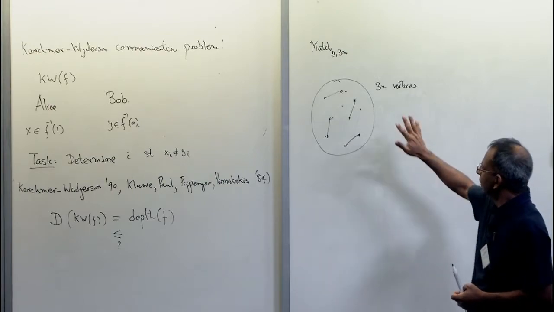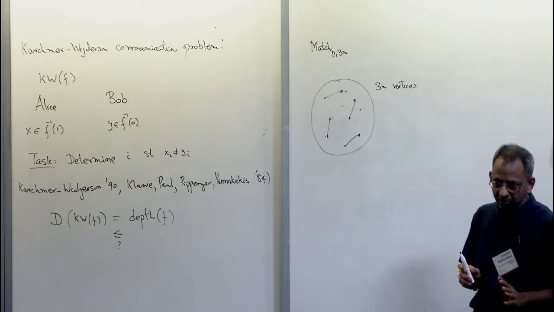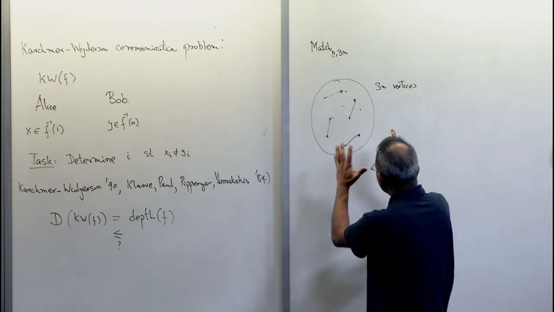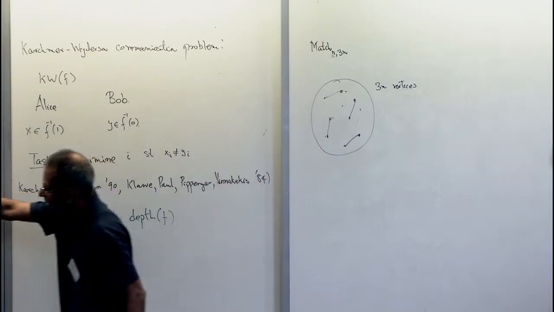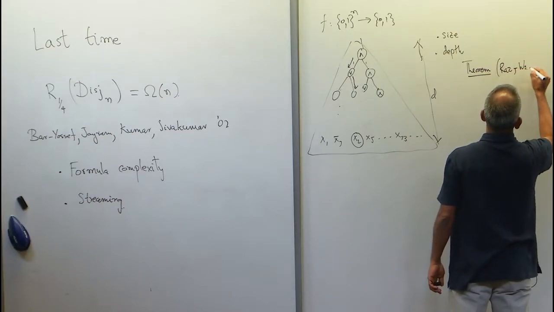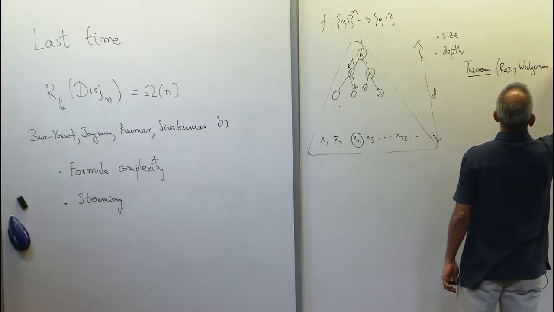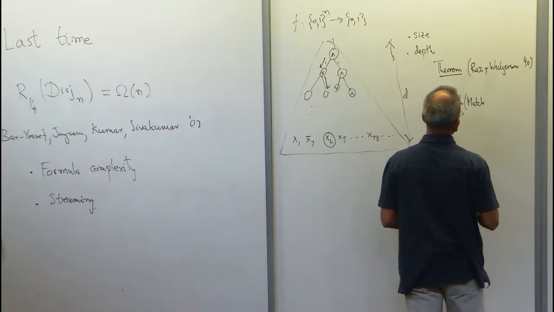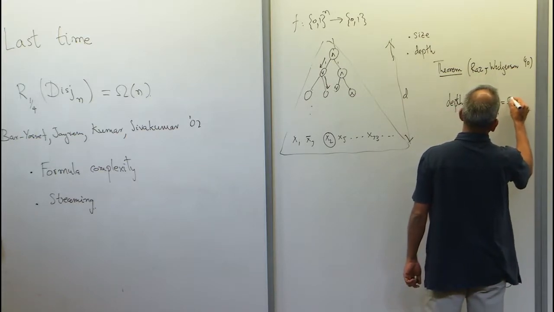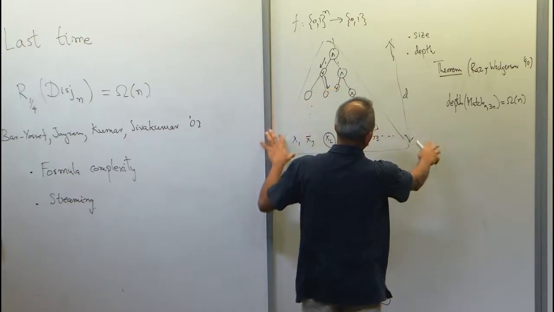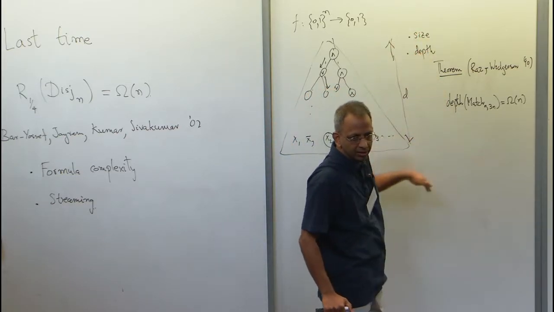So the question is this. We have this particular Boolean function on 3n choose 2 variables. And we want to show that if you want to compute this Boolean function using a formula, then the depth has to be large. So the theorem: that means if you want to build a formula for this, you will need linear depth.